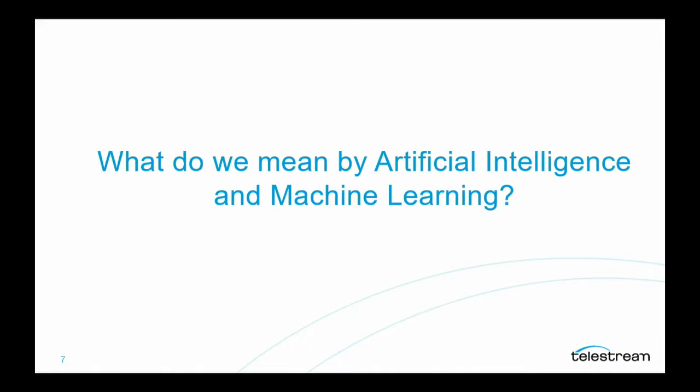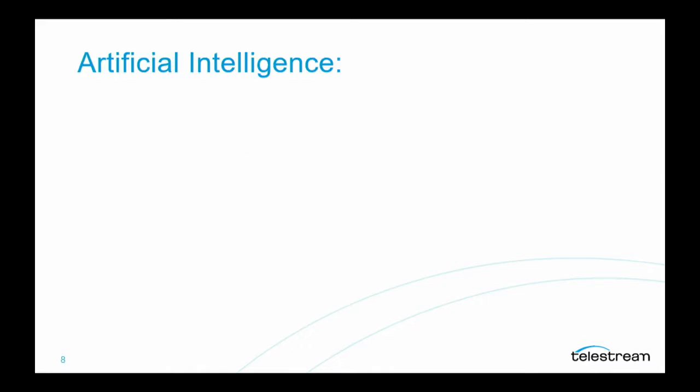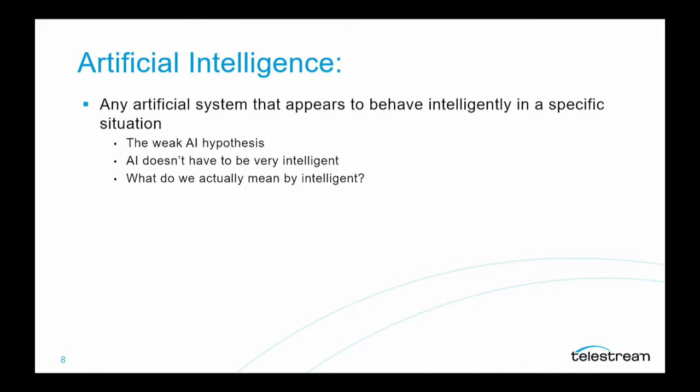All right, so we talked about what QC means. Now what do we mean by AI and machine learning? So Logan gave some great definitions of the various kinds of AI, which I guess I'm going to recap a little bit here. In broad terms, an artificial intelligence system is any artificial system that behaves intelligently in a given situation. That's sometimes called the weak AI hypothesis.